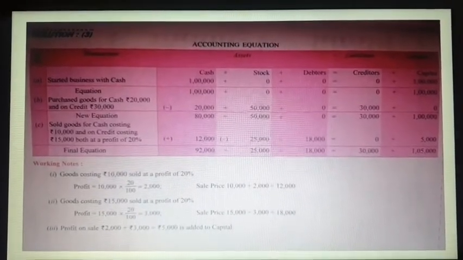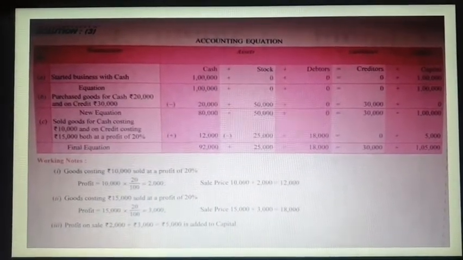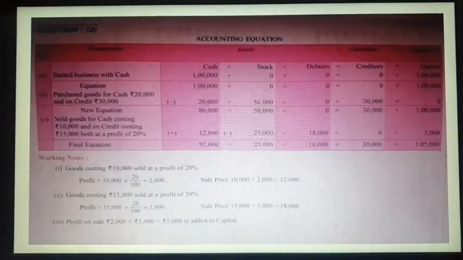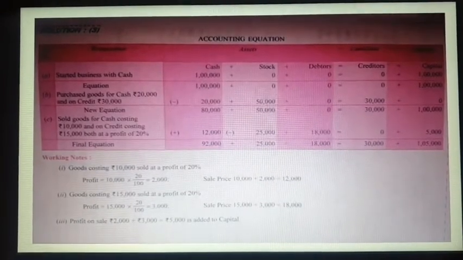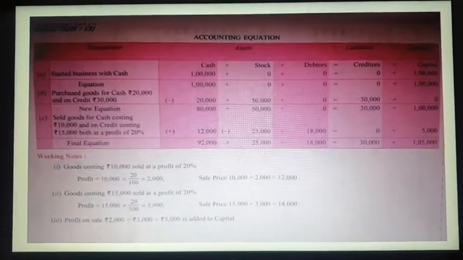So after the first transaction, the equation is asset equals to liability plus capital. In asset, cash is 1 lakh, liability, creditor, is 0 and capital is 1 lakh. So liability plus capital is 1 lakh and the asset side is also 1 lakh. So your accounting equation is fulfilled here.